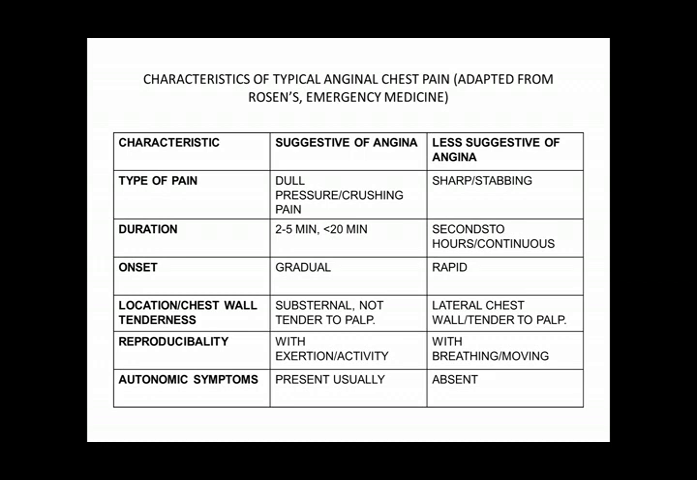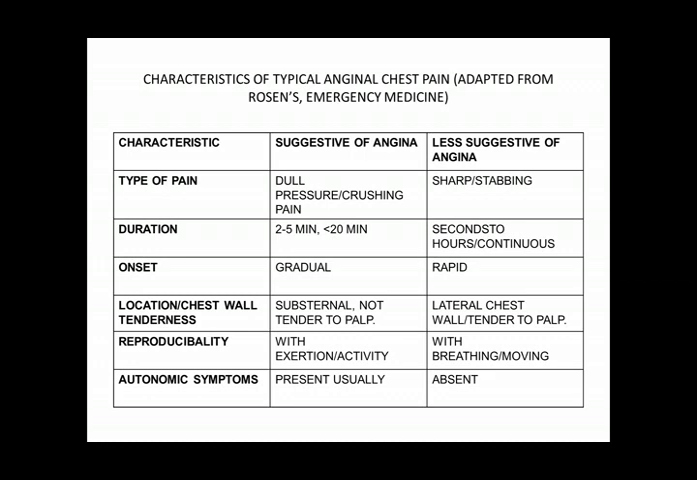The duration in ischemia is 2 to 5 minutes, up to 20 minutes, less than 20 minutes. The fate occurs in 20 minutes, whether the patient survives or not. But in cases of non-ischemic pain, it is seconds to hours. It is continuous pain. It can occur for 1 day, 2 days, 3 days. So non-ischemic pain can be of a longer duration, or it may be just a flash of seconds, and it is gone.